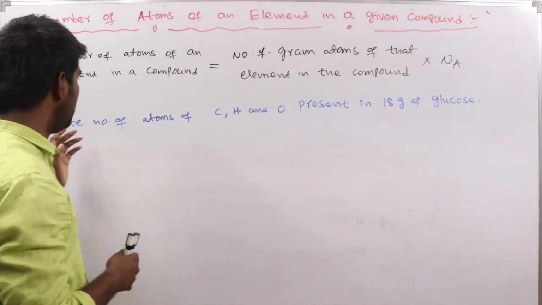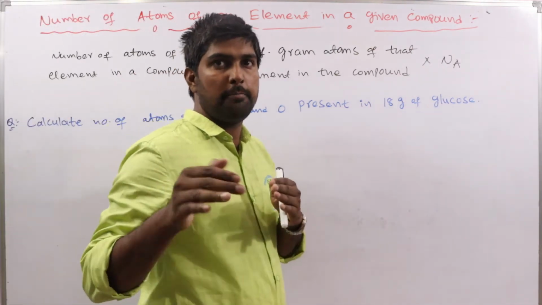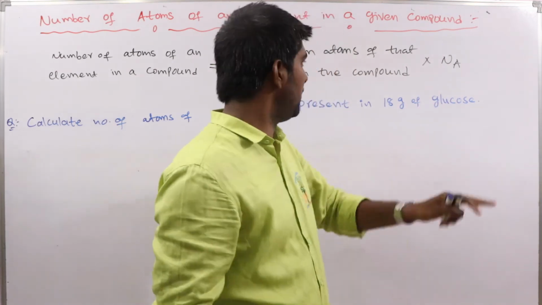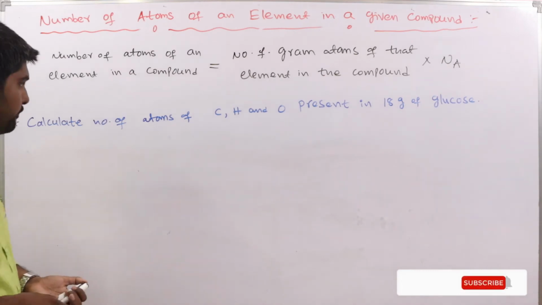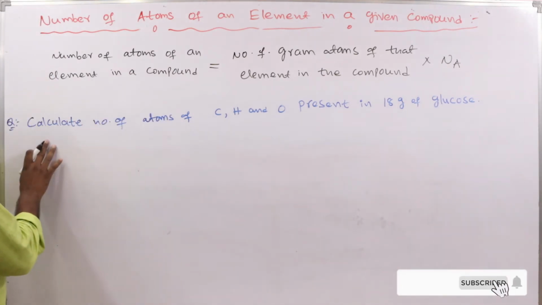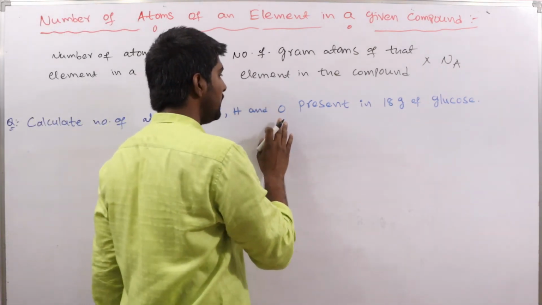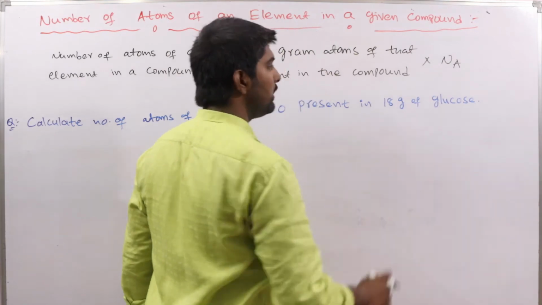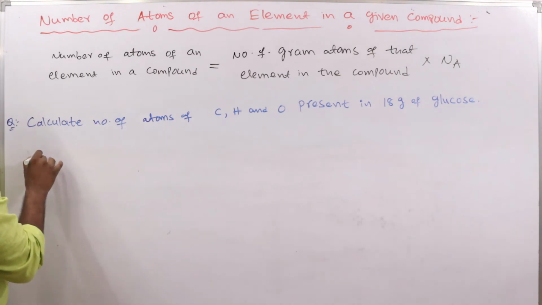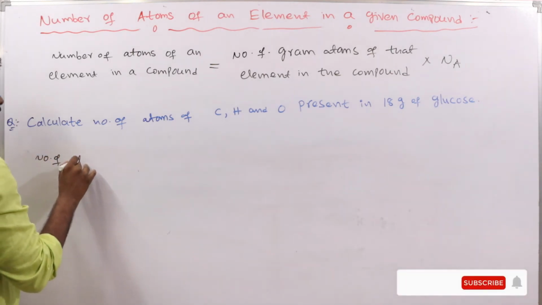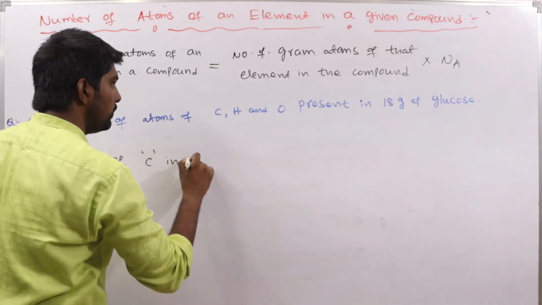Clear? So we will discuss with an example, then you can understand easily. Very simple. Remember the previous formula; if that is multiplied by Avogadro number, we will get the number of atoms. So here, what is the given problem? Calculate the number of atoms of carbon, hydrogen and oxygen present in 18 gram of glucose. First of all, the number of atoms of carbon in glucose.